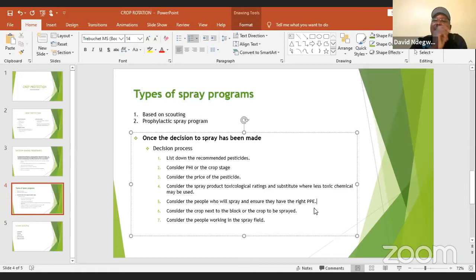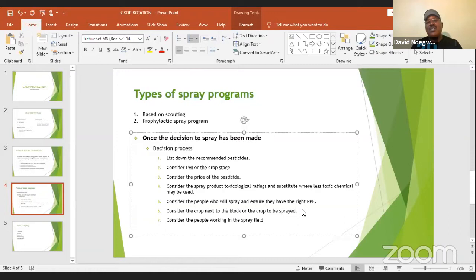Number six, consider the crop next to the block to be sprayed. If you are a farmer growing French beans as a planting program, you may have one block that is being harvested and the next block, which is young. If you are spraying the young crop using a pesticide with a longer PHI next to a block that you are harvesting, you want to ensure that there is a barrier separating those two crops, so that the one being harvested does not get drift contamination.